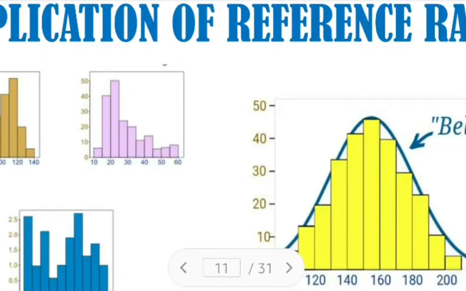So let's say the data is normally distributed. If this is the average or the mean of the dataset, 50% of the values are less than the mean, and 50% of the values are greater than the mean.